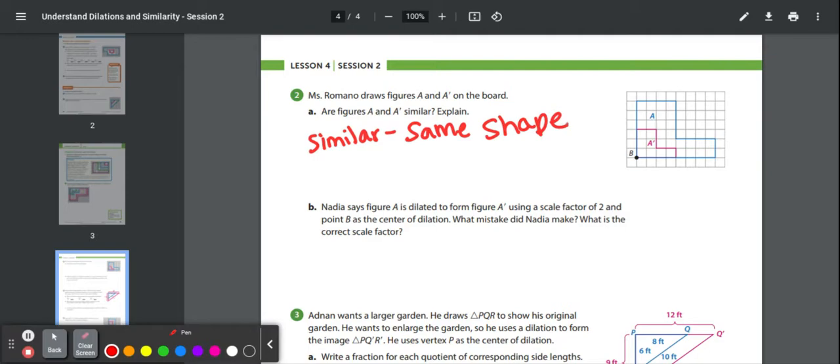Part B, Nadia says figure A is dilated to form A prime using a scale factor of 2. So she's saying it got twice as big, times 2. We're trying to figure out what mistake did she make and what is the correct scale factor. So if it's times 2, it should be getting bigger. If she starts with this one here, is it getting bigger by 2 is the question. Okay. So hopefully that will give you some hints on that one.